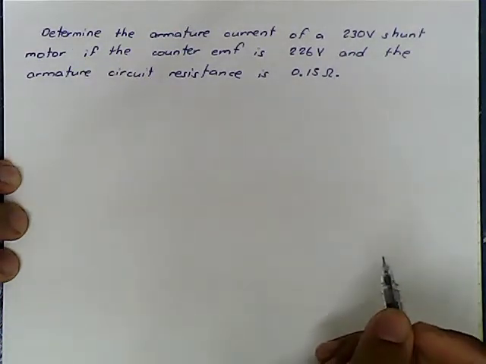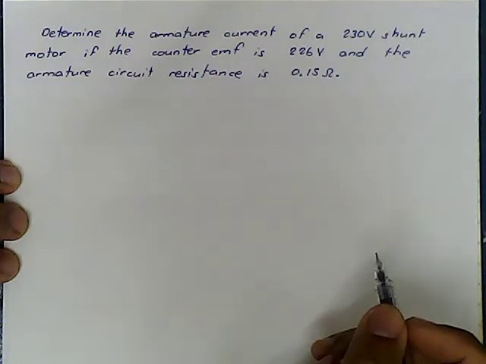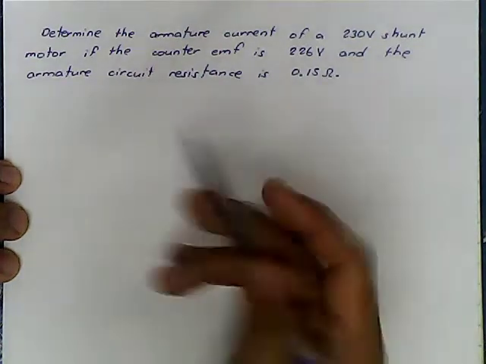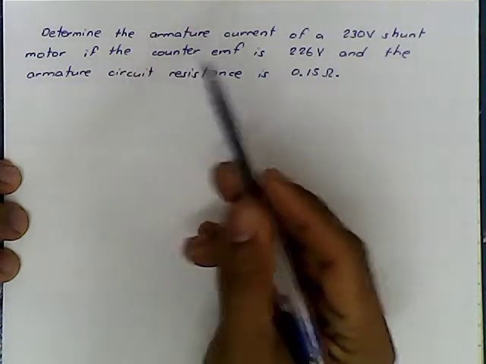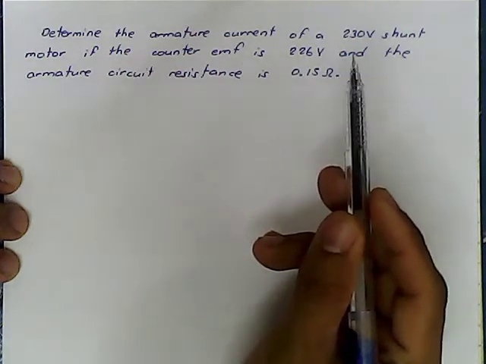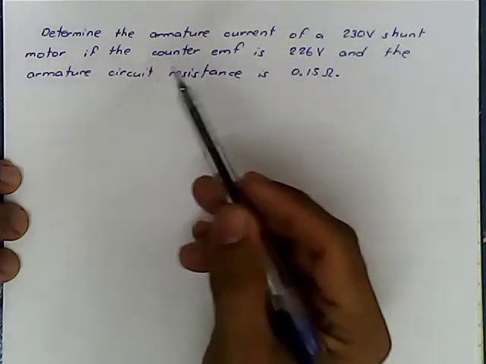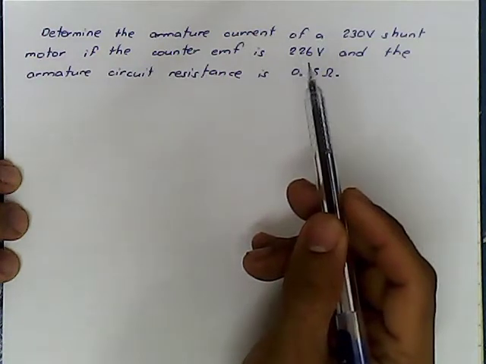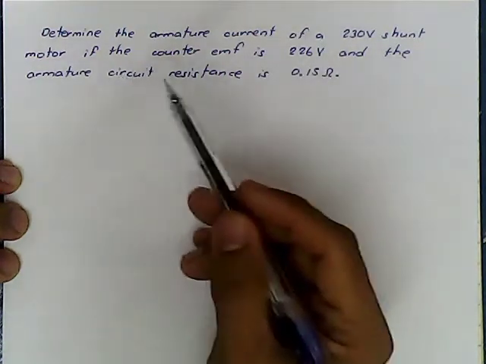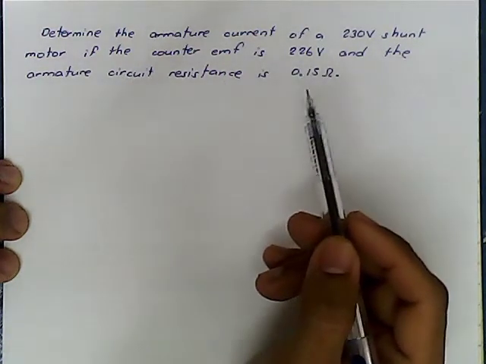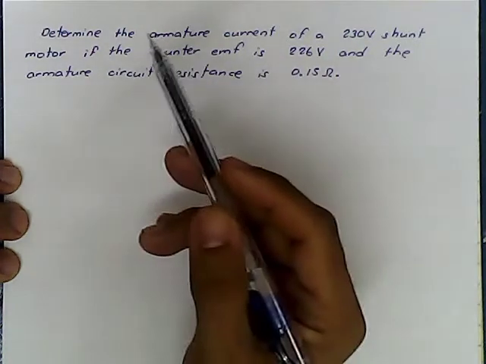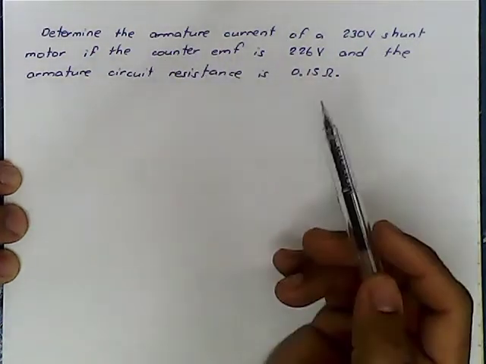Let's try to solve a simple problem concerning a DC shunt motor. It says here, determine the armature current of a 230 volt shunt motor if the counter EMF is 226 volts and the armature circuit resistance is 0.15 ohm. So what we are looking for here is the armature current.